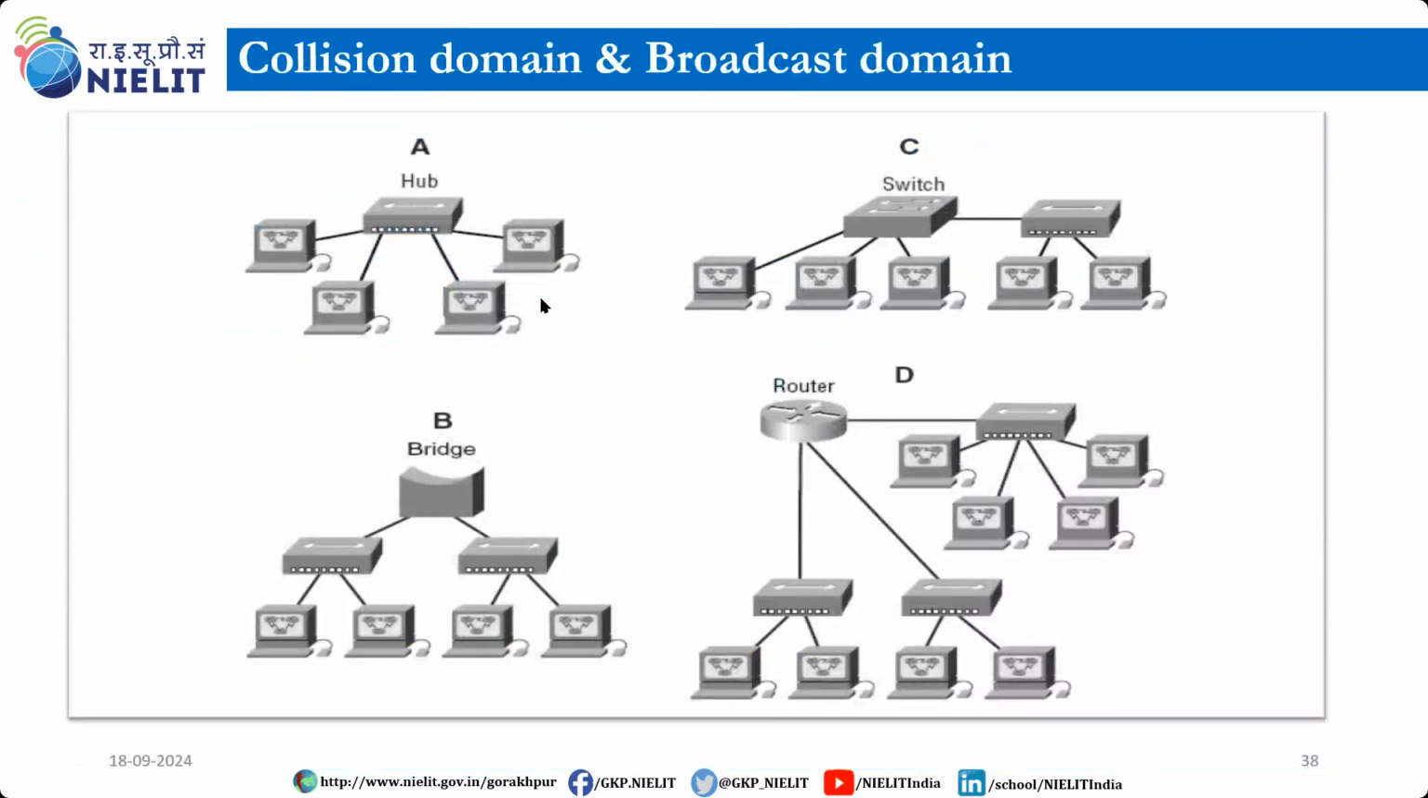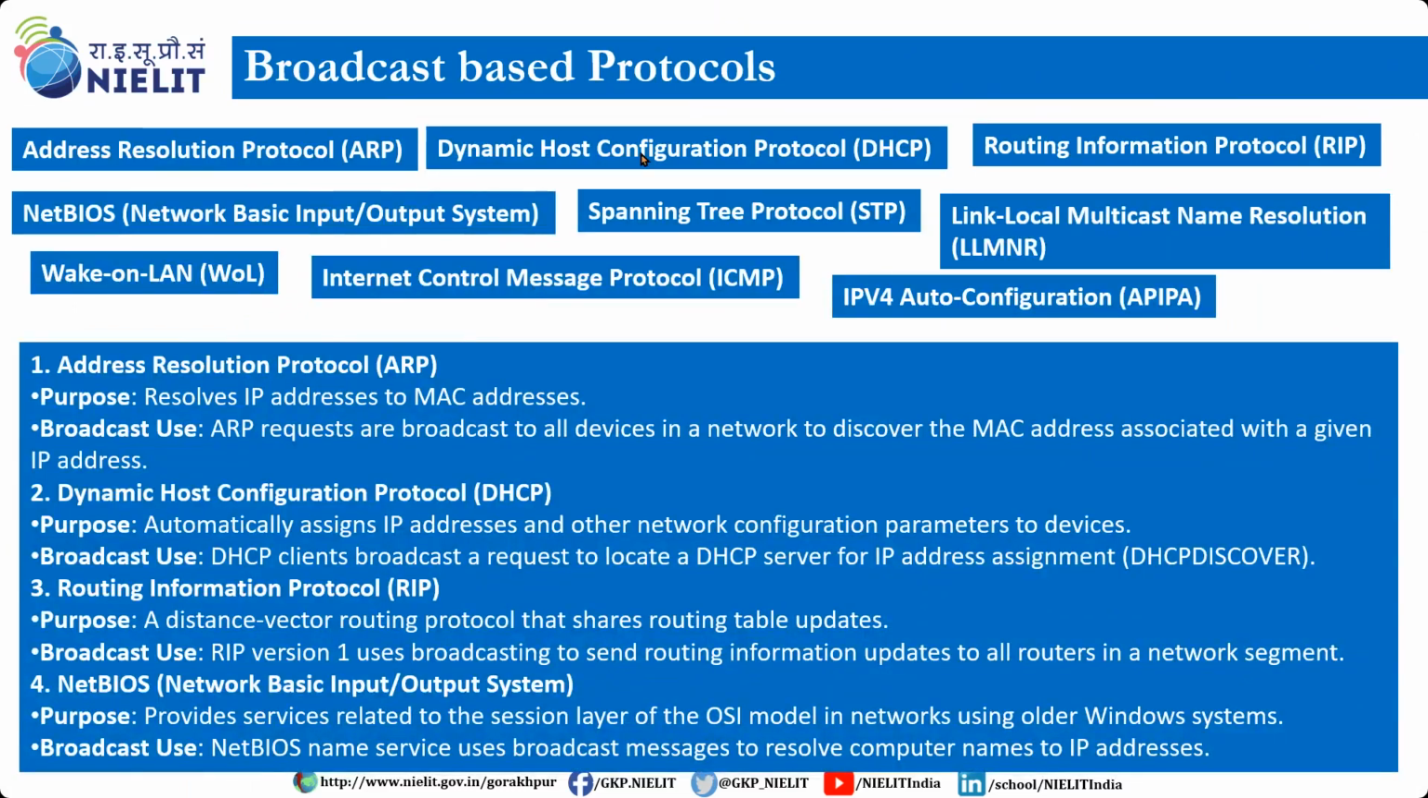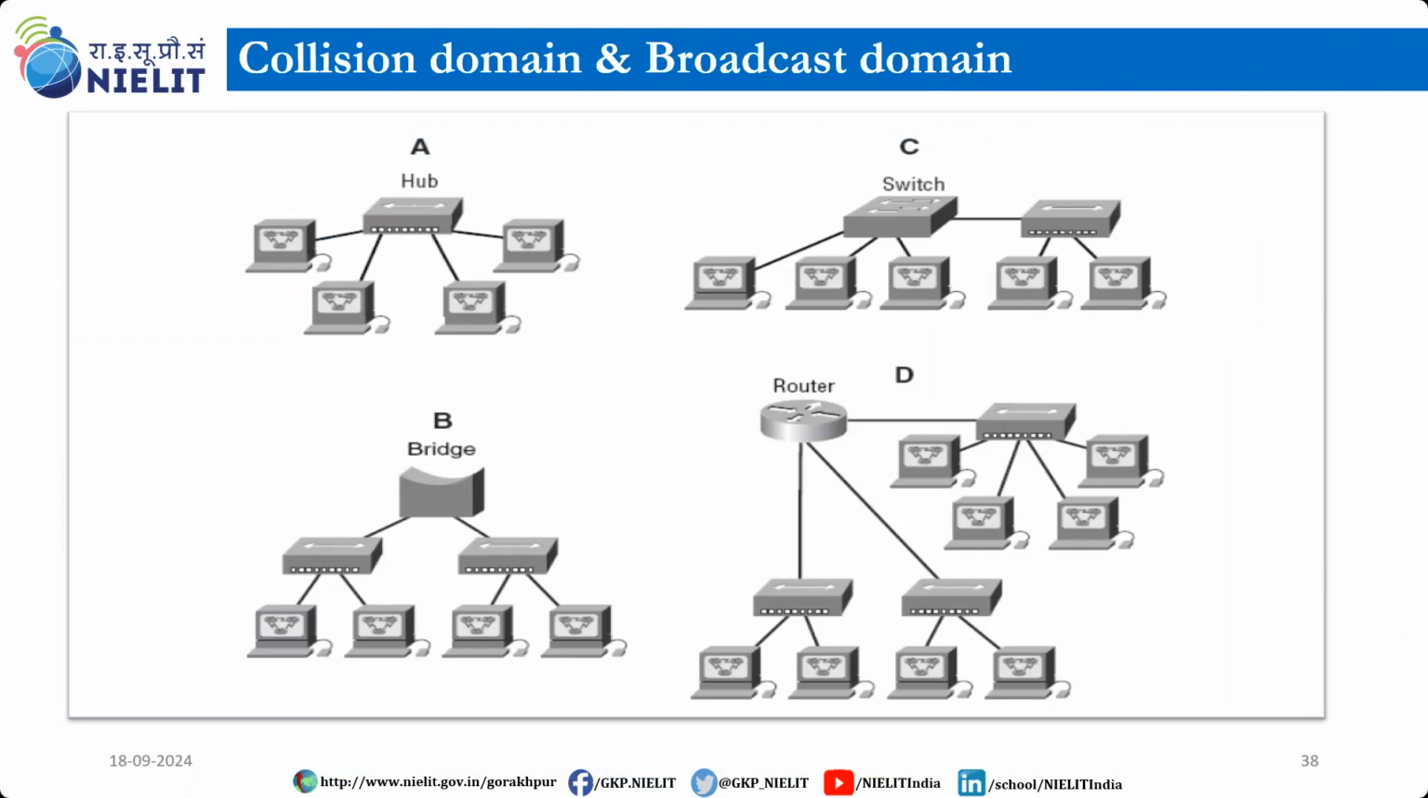It means if ARP-based traffic is generated by a PC, this ARP traffic will come to this PC also and up to this gateway. So this is the propagation level of this ARP. Similarly, DHCP is used for configuring IP addresses automatically with the help of a DHCP server. It means DHCP-based traffic can be restricted to a particular broadcast domain only.